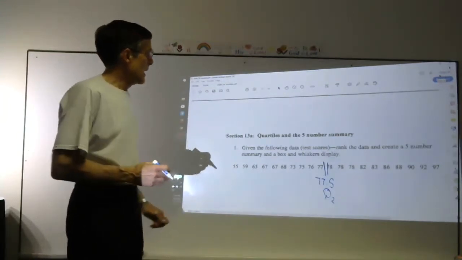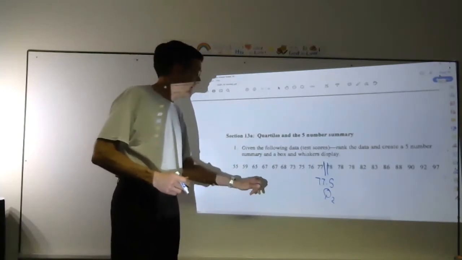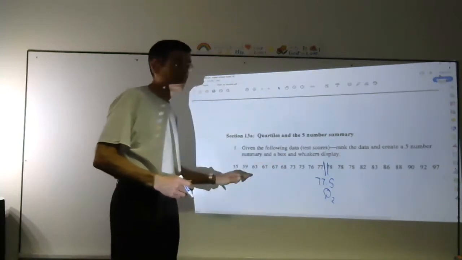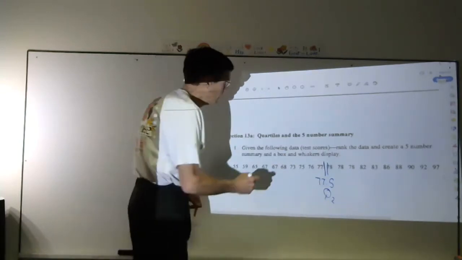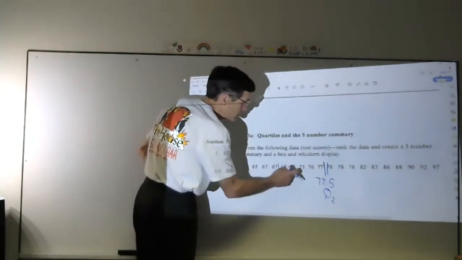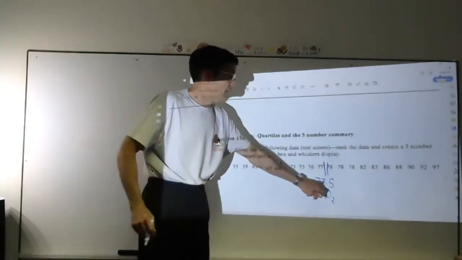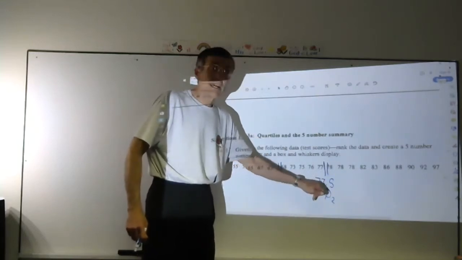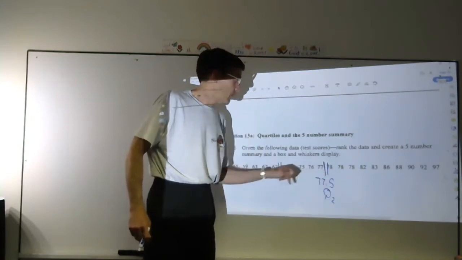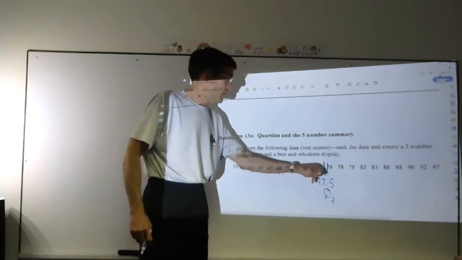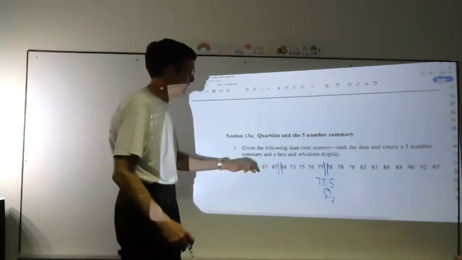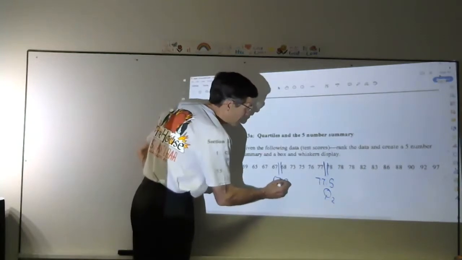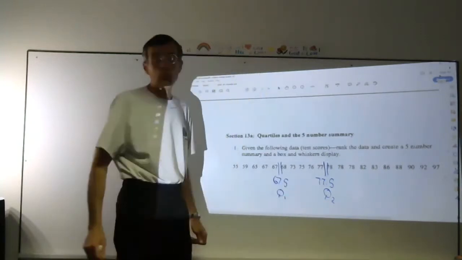Now we want to find Q1, the end of the first quarter of data. So now we have 10 items left. I can go up 5, and I can go down 5. Notice 77.5 was not one of the data items, so I do not count it when I'm determining my Q1. I just stay with what is data. So I'm halfway between 67 and 68, which is 67.5, and that is Q1.